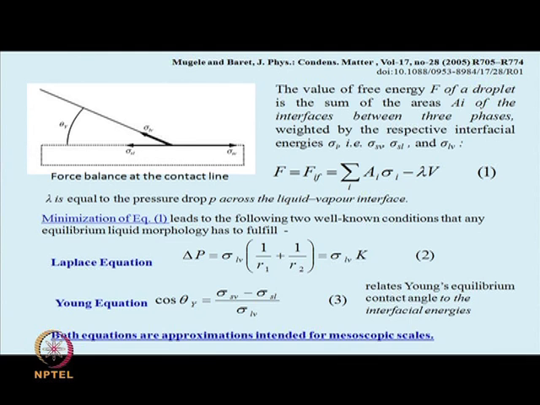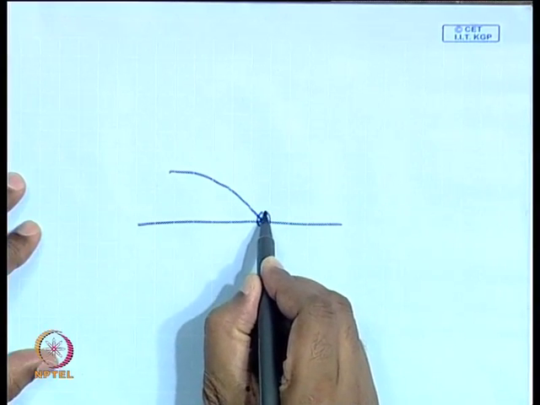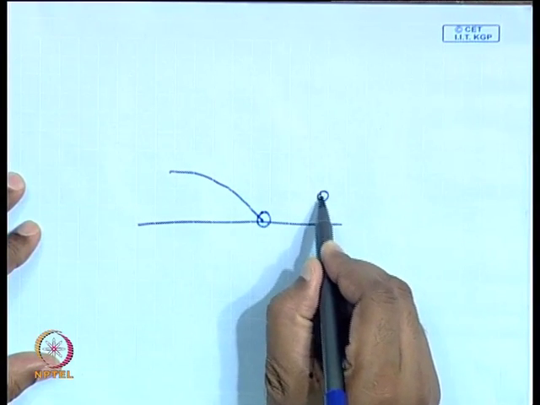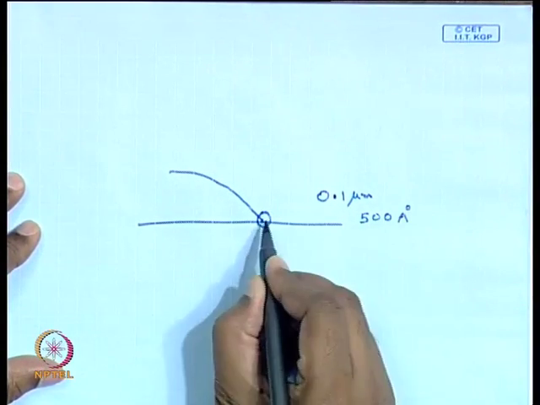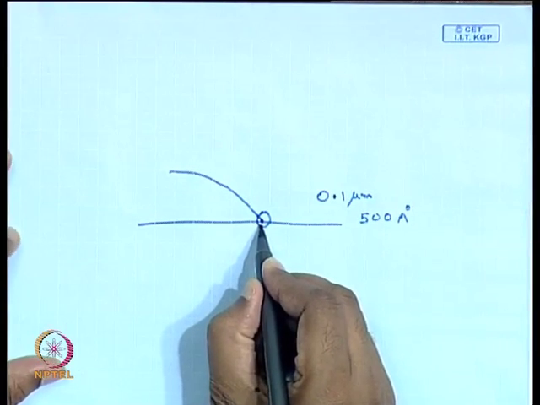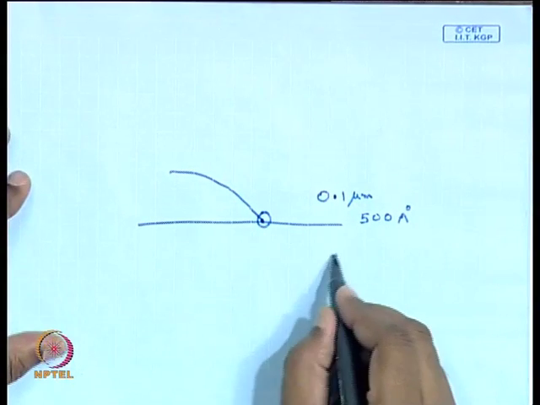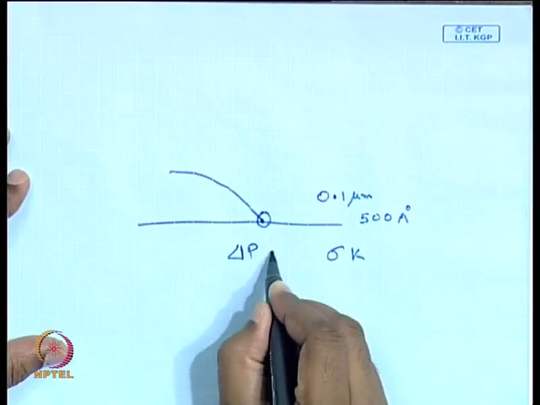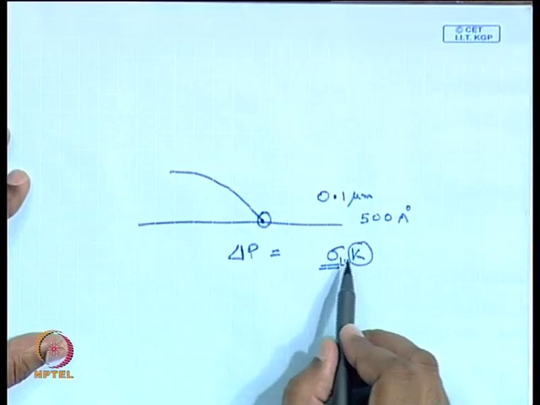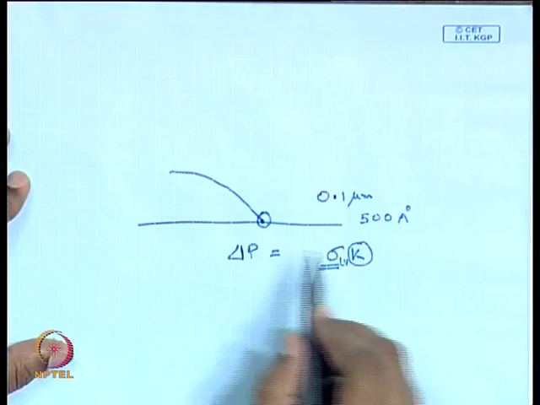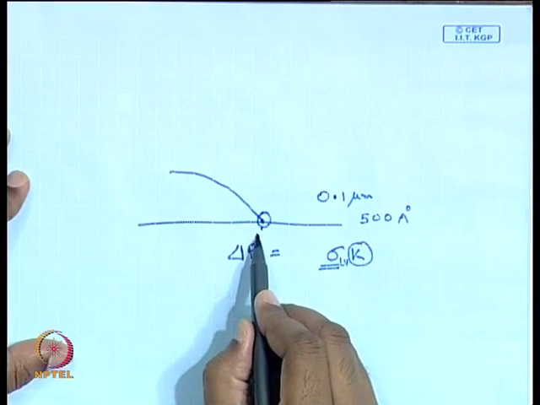For example, if we think of when a liquid meets a solid, as the thickness becomes smaller and smaller, let us say when the size is less than 0.1 micron, or more specifically when it is of the order of 500 angstrom, near the point where the liquid is in close proximity with the solid, additional forces apart from this sigma K, that is delta P is equal to sigma K, where sigma is the liquid vapor surface tension and K is the curvature, come into play. But beyond this, when the size of the film really becomes very small, additional forces such as intermolecular forces of attraction start to become important in this range.